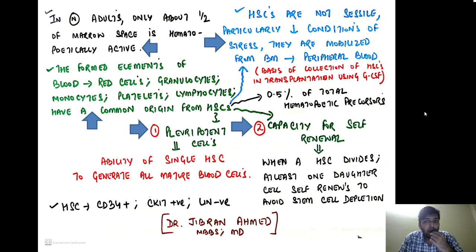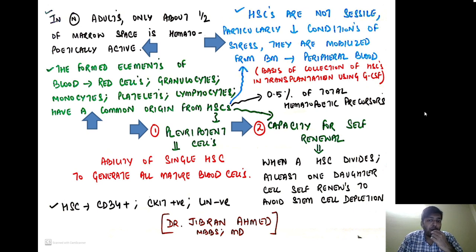Today, the bone marrow hematopoietic stem cells are collected from the peripheral blood. And how are they collected? They are collected in response to granulocyte colony stimulating factor, or hematopoietic growth factors. So in today's age, we give hematopoietic growth factors to the donor, and these growth factors mobilize the hematopoietic stem cells from the bone marrow into the peripheral blood, and it is from this peripheral blood that the hematopoietic stem cells are harvested for transplantation.